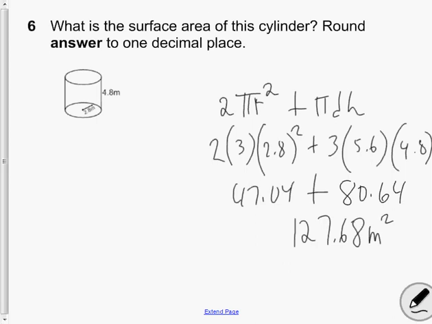Yes, because you have to round it to the nearest decimal place. So your answer would be 127.7 if you rounded it perfectly. Now, if the person forgot to round it, take a half point off. So if the person didn't follow instructions and had 127.68, just take a half point off for not following instructions.